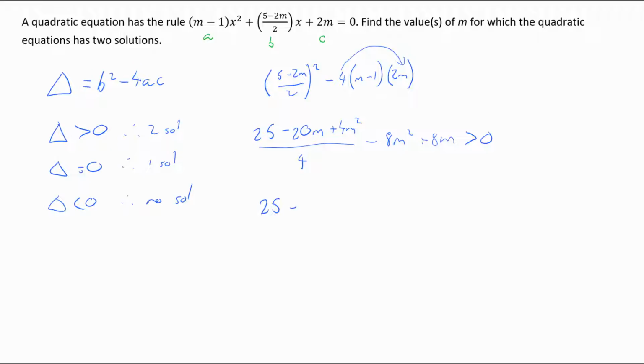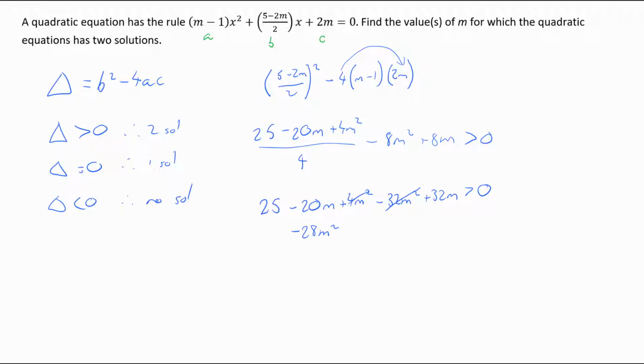So 25 minus 20m plus 4m squared. Since we've multiplied by 4, that 4 is no longer relevant. We've also multiplied these last two numbers by 4, so that would give us 32m squared and 32m. And it's still greater than 0 times 4, which is 0. All right, we've got something we can work with now, right? Put all your like terms together and try and shrink it down. So we've got 4m squared minus 32m squared is negative 28m squared. I just like putting the squared terms first because it fits the quadratic, which I'm very familiar with.